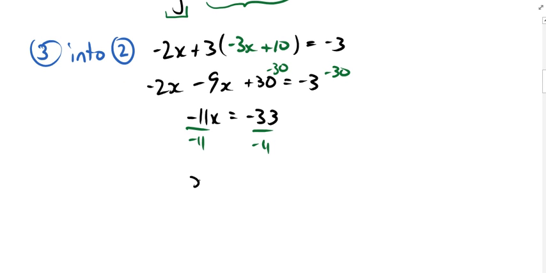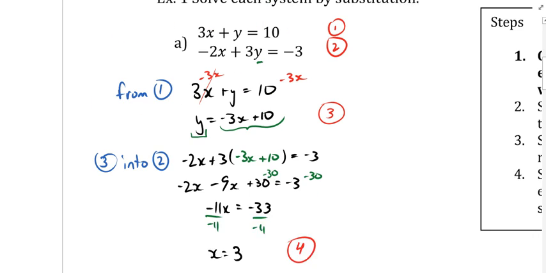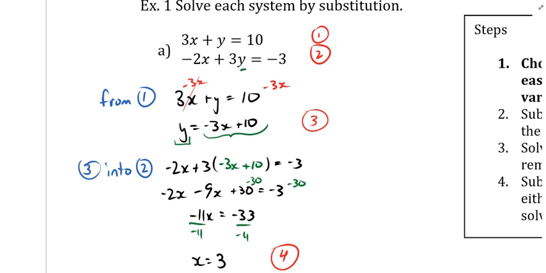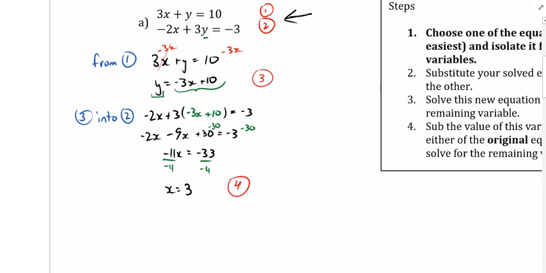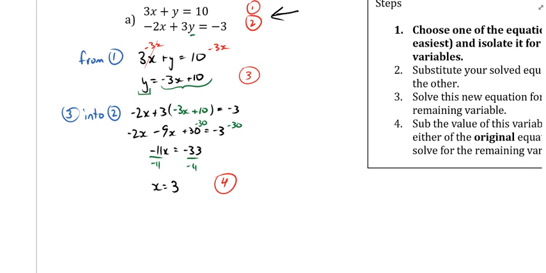And so then x equals negative 33 divided by negative 11 is 3. Call that equation 4. And now I can sub that into either of the original two. A lot of people would want to sub it into equation 3 because it's kind of set up nicely for that. But you have to sub it into one of the original two equations.